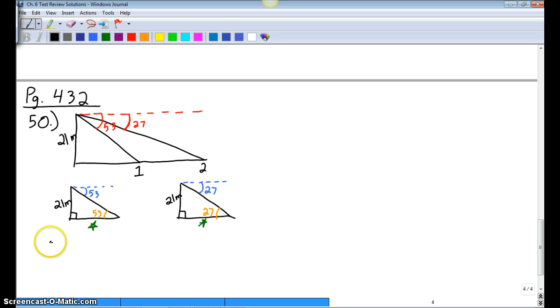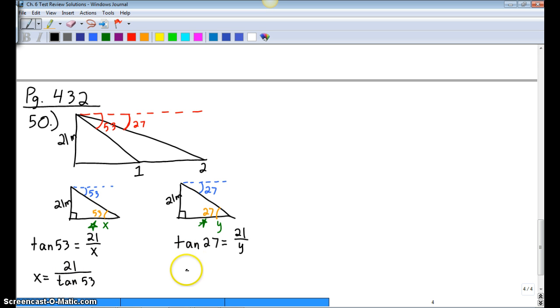So in our first one, we have our opposite side and our adjacent side, which is tangent. Let me set this up better. Tangent of 53 is 21 over our unknown distance x. Just for the sake of argument, we're going to call the other one y. Tangent 27 is 21 over y, because they are two different lengths. So then x is equal to 21 over tangent of 53, and y is 21 over tan 27.